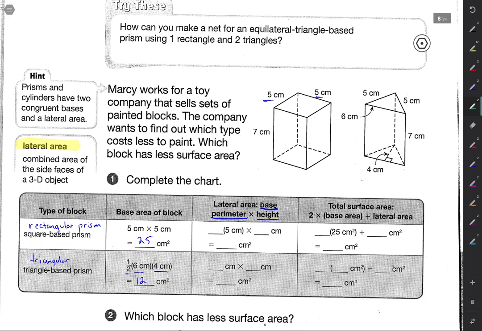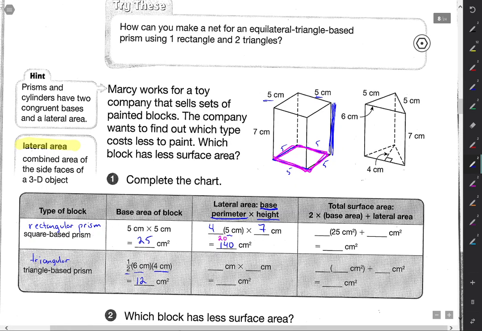So the base perimeter of the rectangular prism is the distance around this square. If each side is 5, 5, 5, and 5, we're going to multiply 5 four times to get that perimeter. And then we're going to times it by the height of the object, which is 7. So 4 times 5 is 20. That's the perimeter around the bottom: 5, 10, 15, 20. And we times it by 7, which is the height of the rectangular prism. And that gives us 140 centimeters squared for the lateral area.